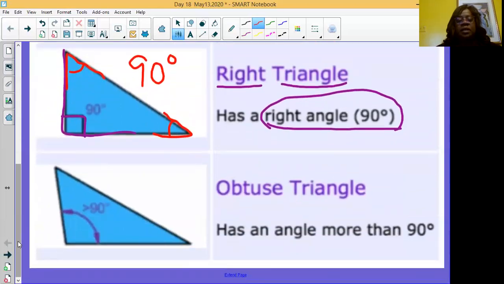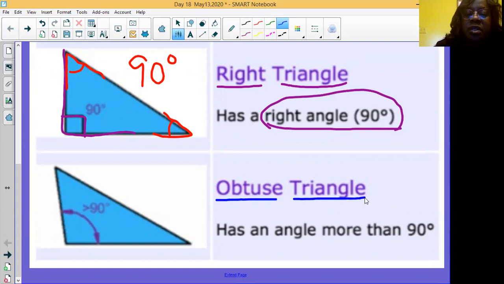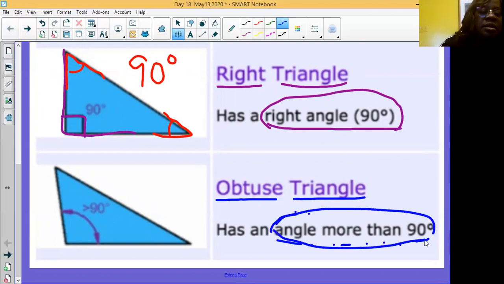Our last and final triangle is called an obtuse triangle. Obtuse, just like you have to open your mouth to say obtuse, you know that it's probably the biggest because it has an angle that is more than 90 degrees. So the angle is more than 90 degrees. When I look at this one right here, look how far back this angle goes. This angle leans back.